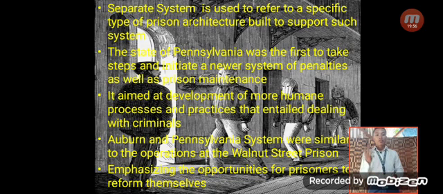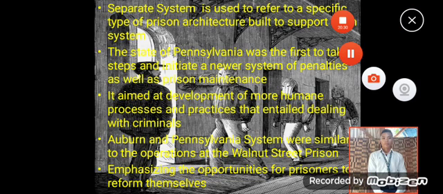The founding reasons for the two penitentiary operations, the Auburn and the Pennsylvania systems, were similar to the operation at the Walnut Street prison. The leading operation included emphasizing the opportunities for prisoners to reform themselves. The reformation would be instilled through hard work while reflecting on the crimes that the individual had committed. This particular operation would then be referred to as the Pennsylvania system. Next slide.